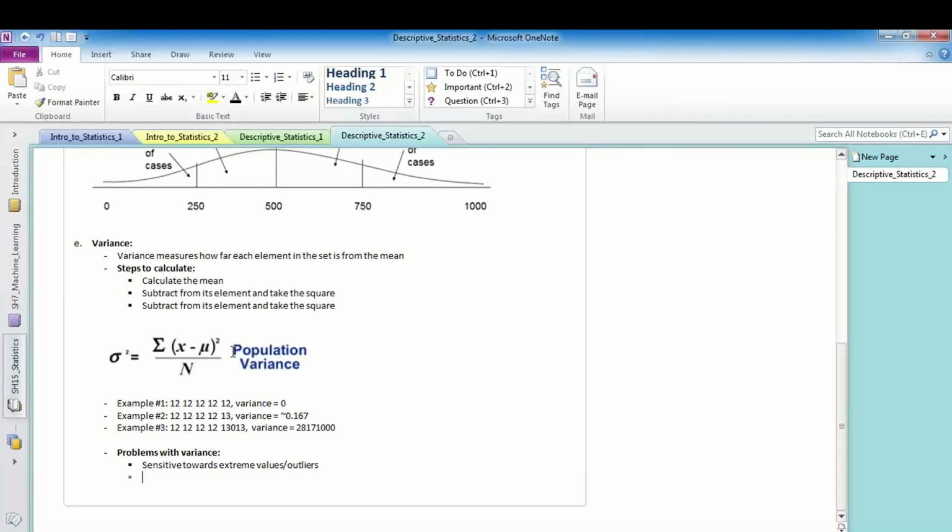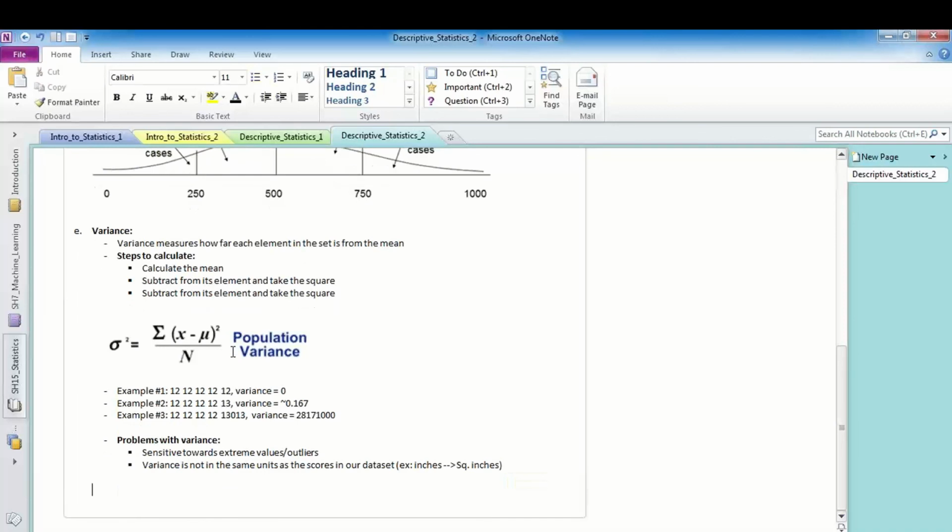When you look at the formula, it is squaring the variables. When you square, what happens if I'm measuring in inches? What would the variance value be? Will it be in inches or square inches? It will become square inches. It means the variance value is not in the same units as the scores present in your data set. Make sense, guys? Are you clear? So these are a couple of problems that you are going to get with respect to variance.